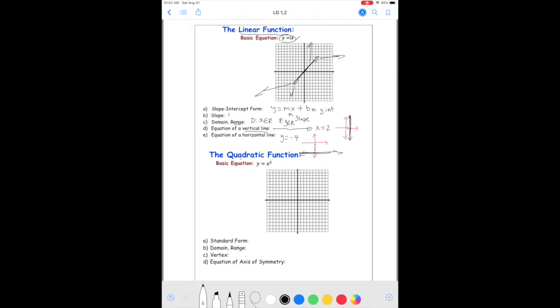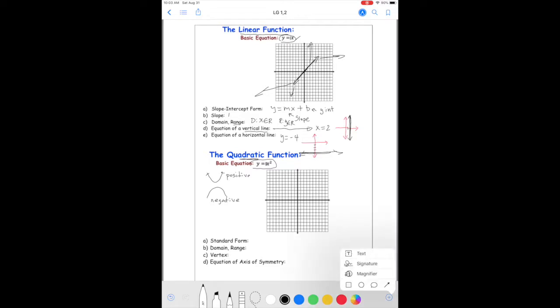Second function here, we've got the quadratic function. Now we're going to look at things quadratic; remember, these are U shapes. This is positive. Just remember it's got a happy face. And this is negative. Okay, this example, the basic one, is positive because there's a positive 1 there.